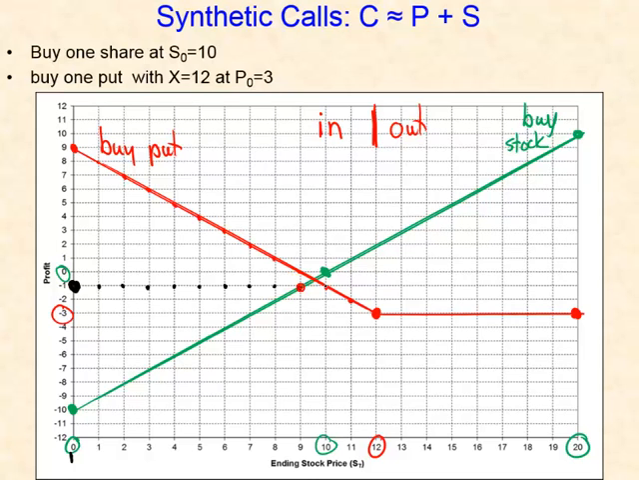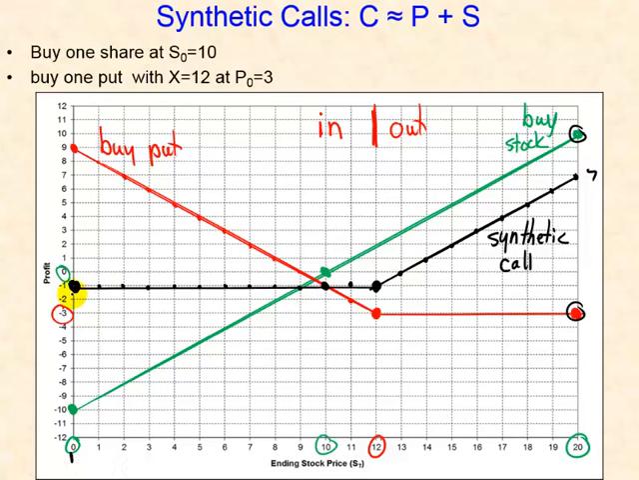We'll go all the way over until we hit the exercise price of the put, right there. Now what happens? At any stock price higher than 12, we have a constant loss on the put, but we have increasing profits on our stock. And so the line is going to increase at a 1-to-1 ratio, just like the stock profit is increasing at a 1-to-1 ratio. We can check our math. Right here we have a -3 and a +10 gives us $7.